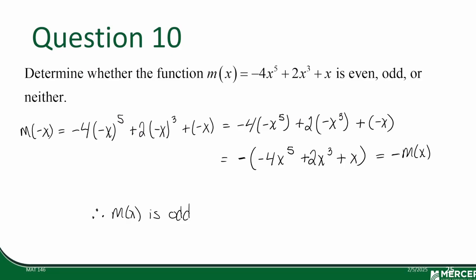That's the definition of odd. And again, you can look at this logically. X to the 5th is odd, x cubed is odd, x is odd. A constant times an odd function is still odd. So you have odd, which is odd.